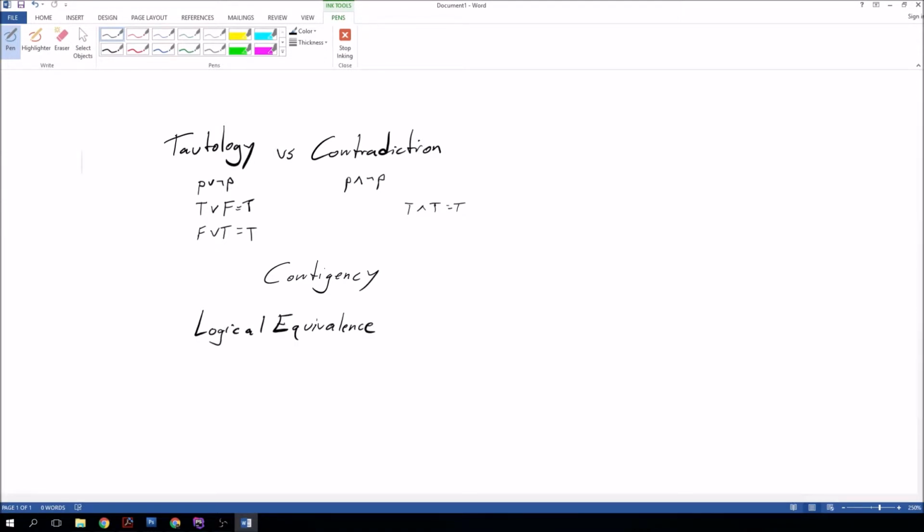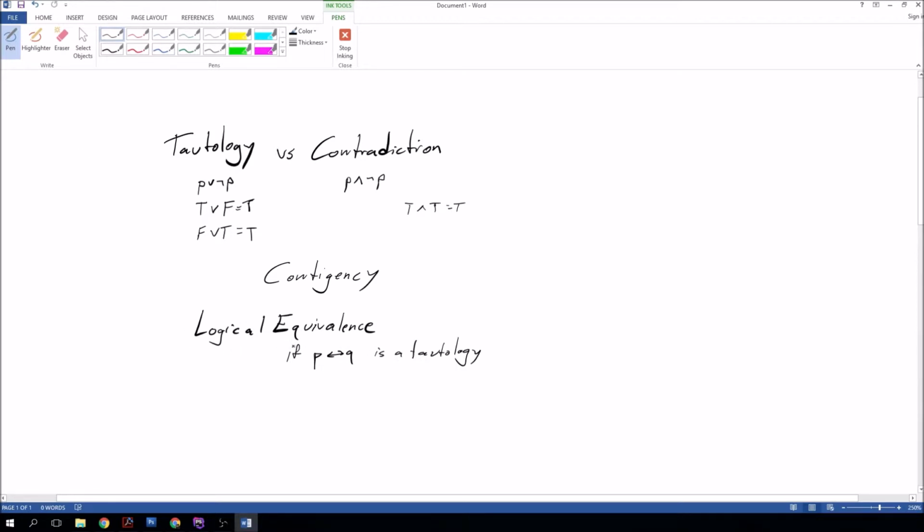And logical equivalences are compound propositions that have the same truth values in all of their cases. A compound proposition, for example, P and Q, are logically equivalent if and only if P, if and only if Q is a tautology.